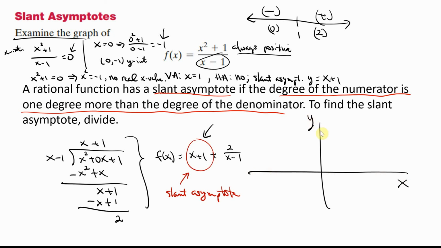So let's label the vertical asymptote. That's the line x equal to 1. Let's graph the slant asymptote. That's the line y equal to x plus 1. So here the y-intercept is 1, and the slope is go up 1, go to the right 1. So go up 1, go to the right 1.